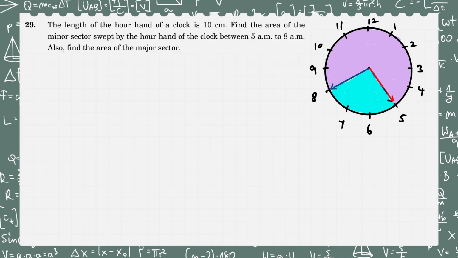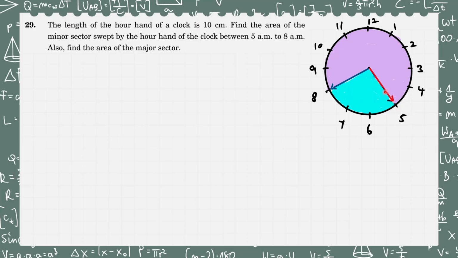Sum 29. The length of the hour hand of a clock is 10 centimeter. Find the area of the minor sector swept by the hour hand of the clock between 5 am to 8 am. Also find the area of the major sector. So let us try to understand the given thing. Suppose this is the hour hand of the clock, its length is given to be 10 centimeter.